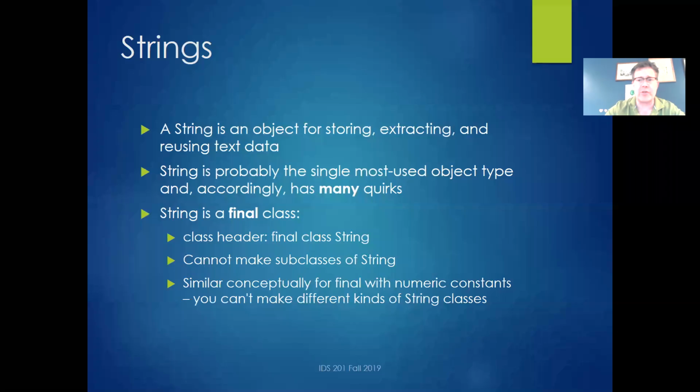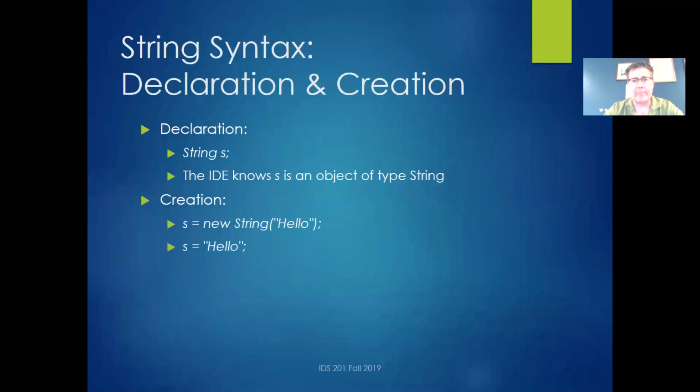Okay, so that's strings. Now, how do you declare one? How do you create one? Well, declaration, just like we've seen: the type and then the name of the object or variable. So if we declare something like String s, then the IDE is going to know from that point that s is an object of type String.